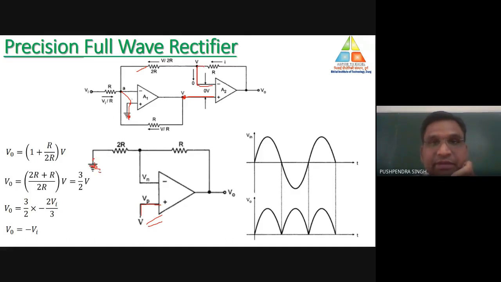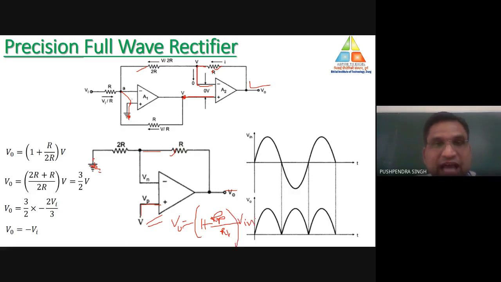Now from this terminal, resistance is R, and R is connected to output. So this is the simplified circuit of operational amplifier 2. Then what is the value of this circuit? So you can see it's a non-inverting operational amplifier. Why? Because at the non-inverting terminal of the op-amp we are applying the voltage. So what is the output of the non-inverting amplifier? V0 is equal to 1 plus RF by R1 into Vin. That is the gain of the non-inverting op-amp.